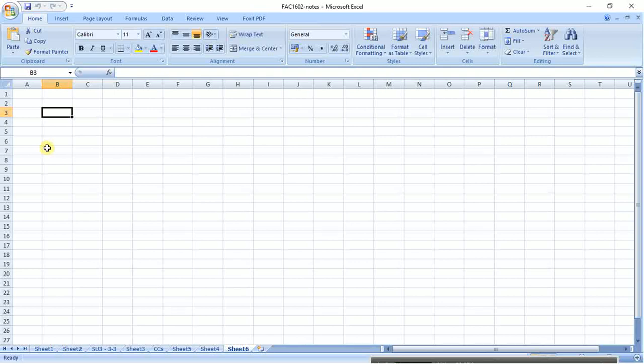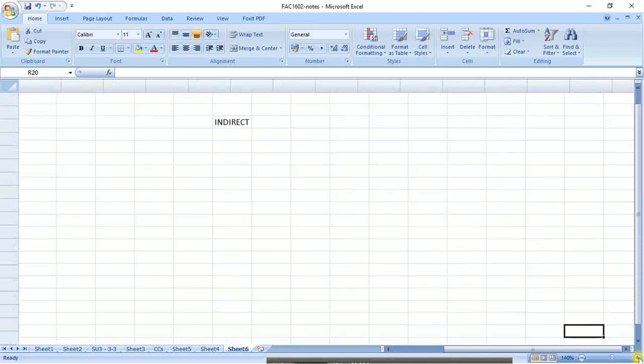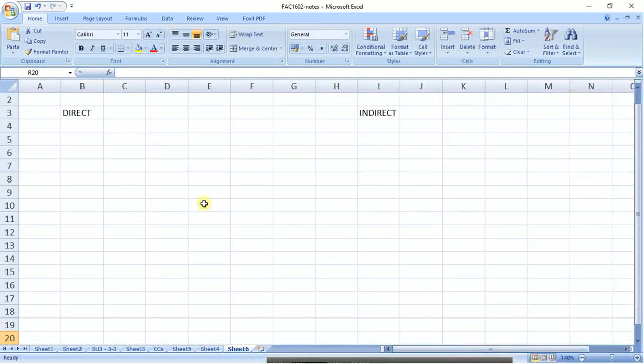I heard. Okay, so let's look at this scenario. All right, so how does direct and indirect differ? If you can understand this basic example, then cash flow will be easy to understand. Okay, so you have two different systems, direct and indirect. What does this apply to, though? Operating. Yes, only.